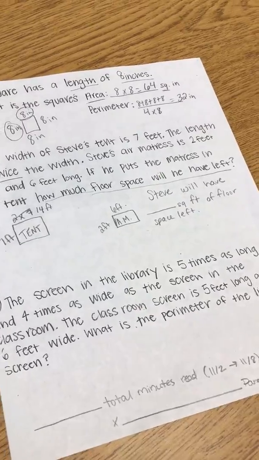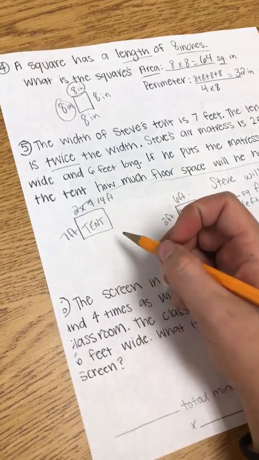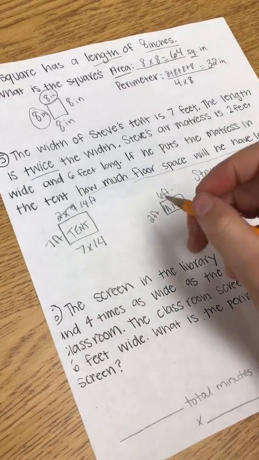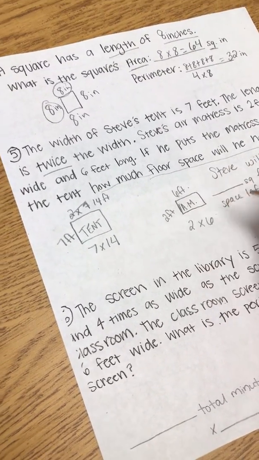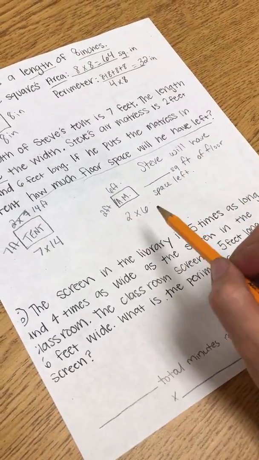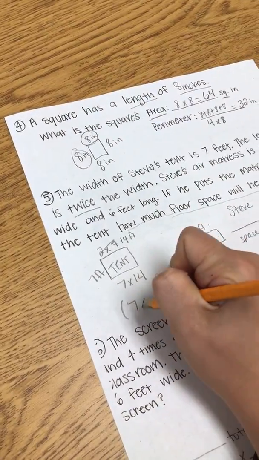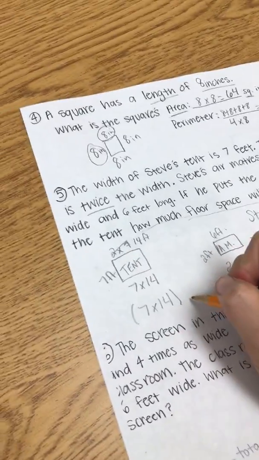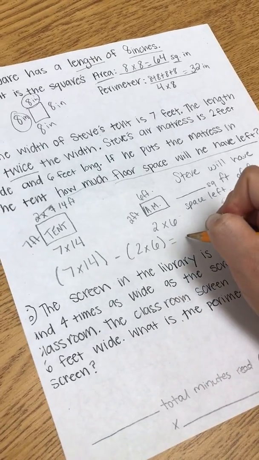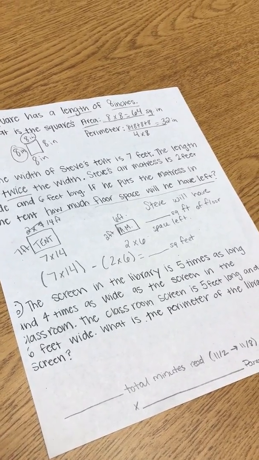Because I'm talking about covering up the floor, I need to solve the area for both of these. So the area of my tent, 7 times 14, and the area of my air mattress is 2 times 6. Since I'm talking about how much space will be left, I know I'm going to end up subtracting. So the area of my tent minus the area that my mattress takes up will tell me how many square feet in that tent are left. How much wiggle room do they have left?